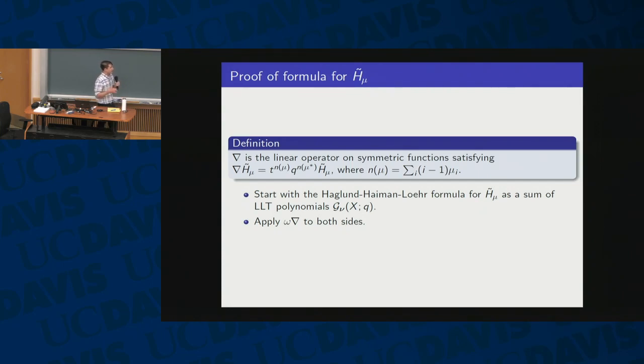But just to give you an overview, then we apply omega nabla to both sides of this formula. And then we can just use a Catalanimal formula for omega nabla on an LLT and collect the terms to get the extra numerator factor. So let's walk through that.